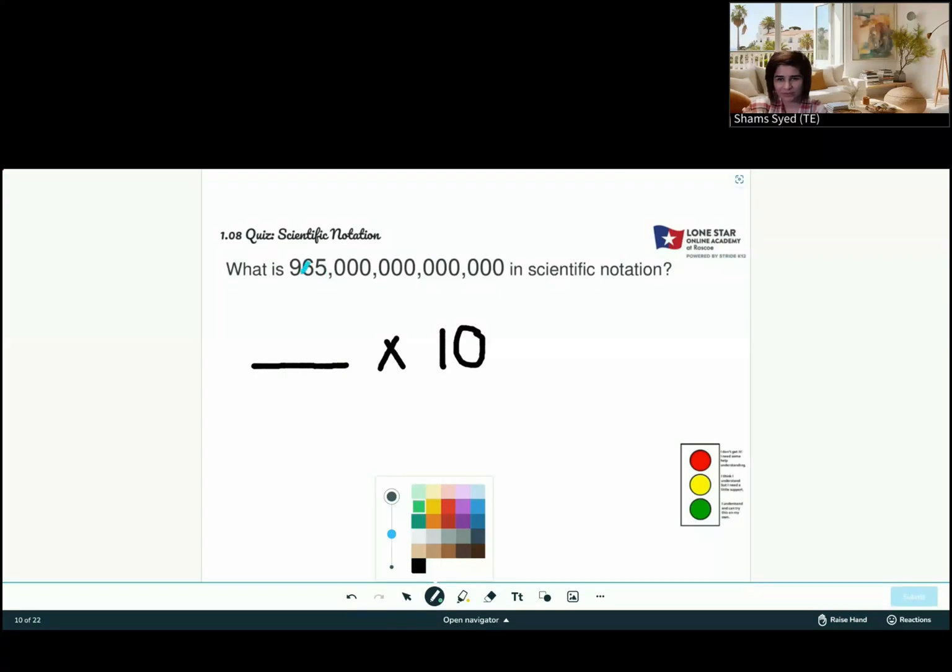Joycelyn says the number is... Okay, Rajani. I paused. Absolutely, Andromeda. We will do that. Andromeda is willing to share the screen. We want a number that's between 1 and 9. So we put a decimal here and we can say, well, the number is going to be 9.65.